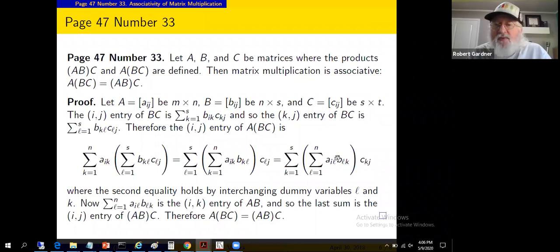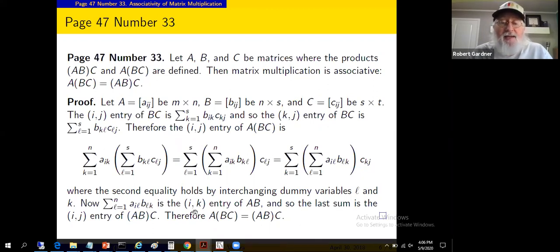Now, if you look at this first summation, or this innermost summation, what we've got then is sum from L equals 1 to N, A sub IL, B sub LK. That is the ith row of A dotted with the kth column of matrix B. It's exactly what we had in the definition of A times B, the ij entry, sorry, the ik entry of matrix AB. So that summation, it's the ik entry of A times B.